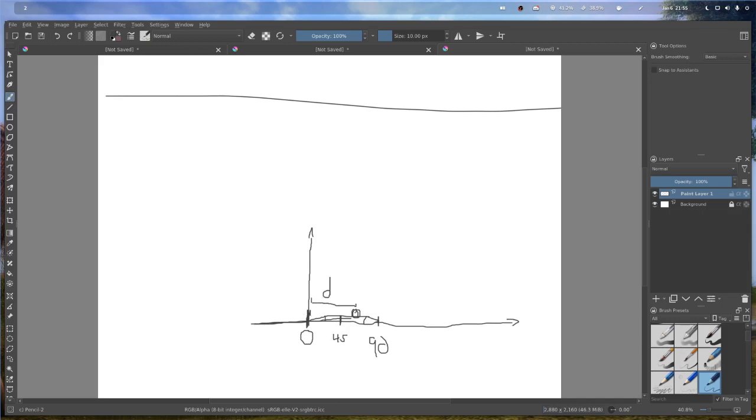Now we have to get the width of half of this paddle. Then we can use that to get the percentage of where this ball is in comparison to half of the paddle. We do that by taking the distance divided by the width of half of the paddle. Let's just write it like this. So we have our percentage. Let's say that this is 0.7, or 70% of this paddle.